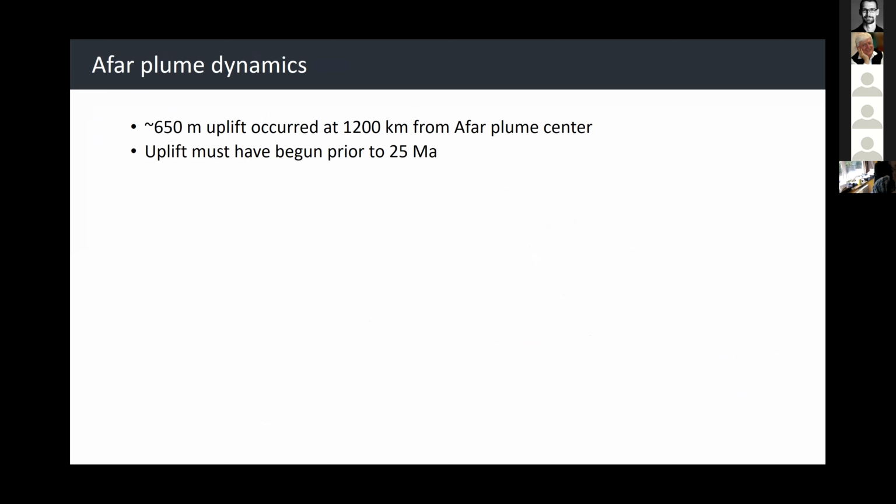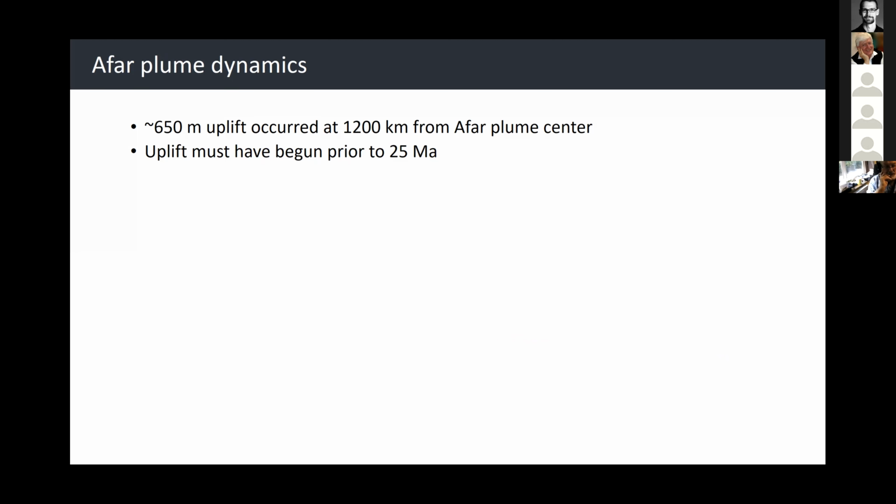And this uplift must have begun just a few years prior to 25 million years ago. So this pinpoints the arrival time of the Afar plume. Now, we're going to take this information and look at the East African Rift and its opening and volcanic history.